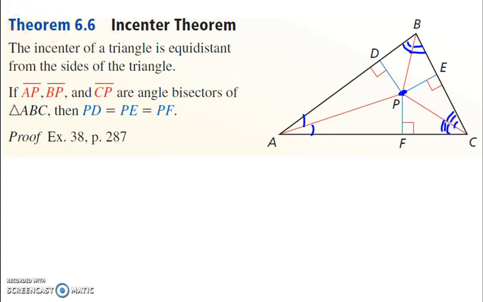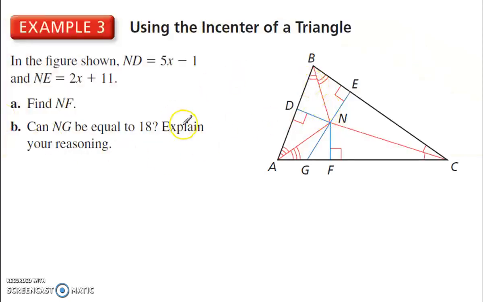All right. Using this, here we have an example. We know that ND is 5x minus 1. We know that NE is 2x plus 11. And look at these angles. This is an angle bisector, this is an angle bisector, and this is an angle bisector, which means that N must be the incenter. And therefore, I can state that ND is equal to NE.